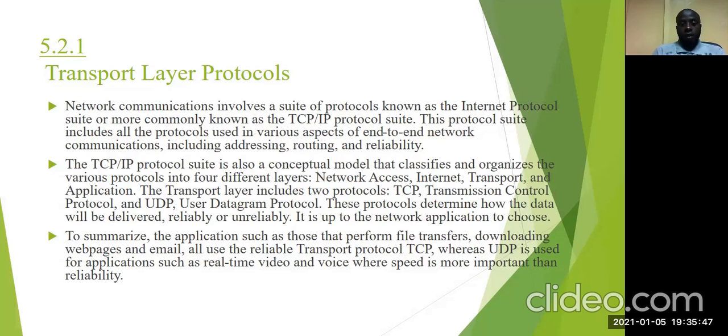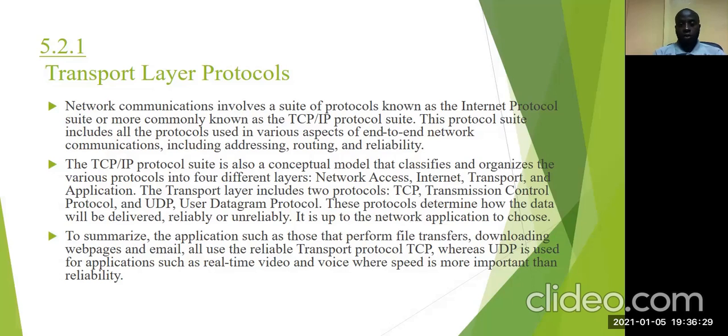The transport layer includes 2 protocols: TCP, the Transmission Control Protocol, and UDP, the User Datagram Protocol. These protocols determine how the data will be delivered, reliably or unreliably. It is up to the network application to choose. For data to reach from source to destination, you must use either TCP or UDP, reliable or unreliable. So it's up to the application to choose whether it should be TCP or UDP.